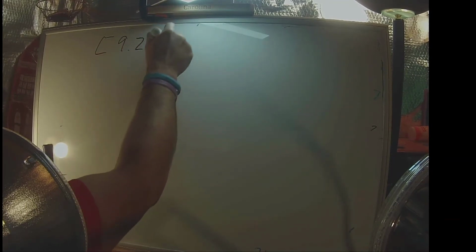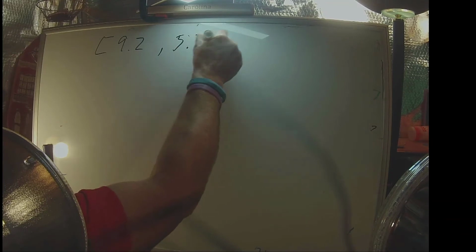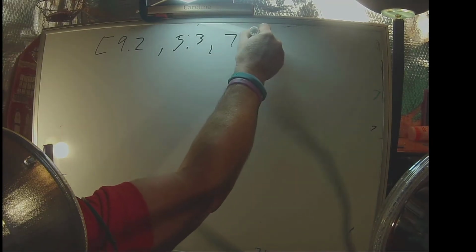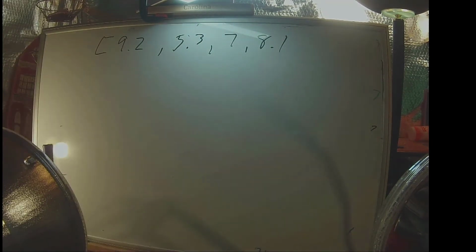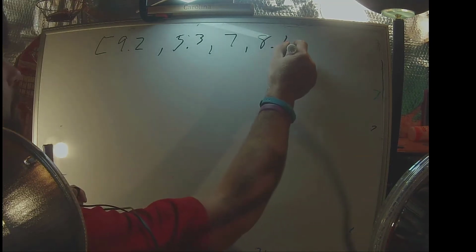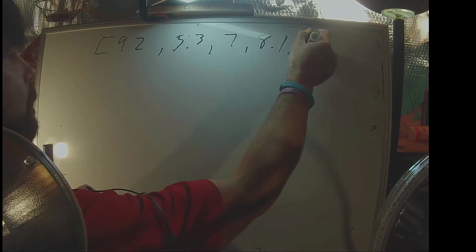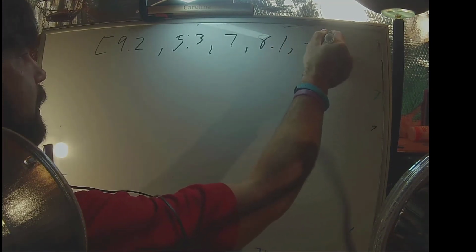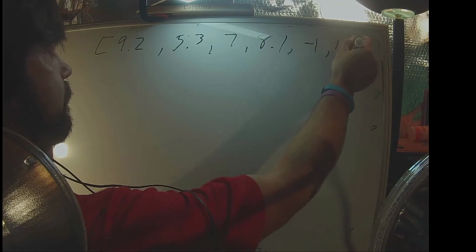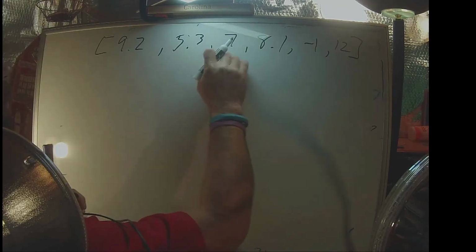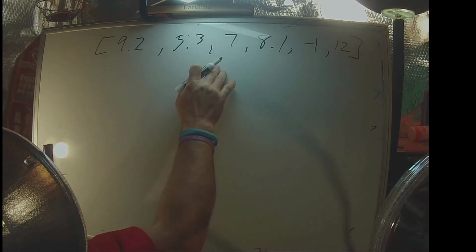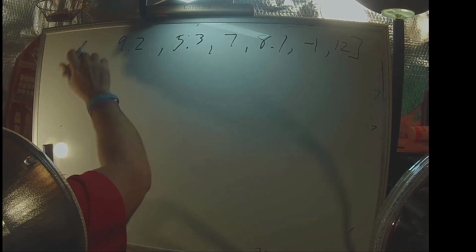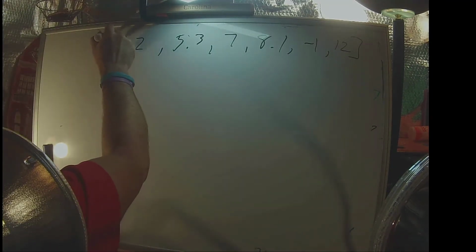9.2, 5.37, 8.1, -1, why not? 12. How many values is that? 1, 2, 3, 4, 5, 6. Now let's throw a few more in here. 6 is good enough. We'll do 6 for now.